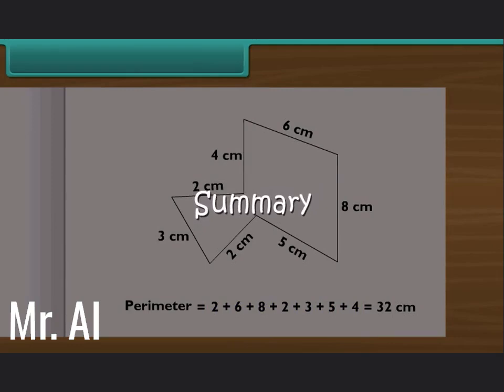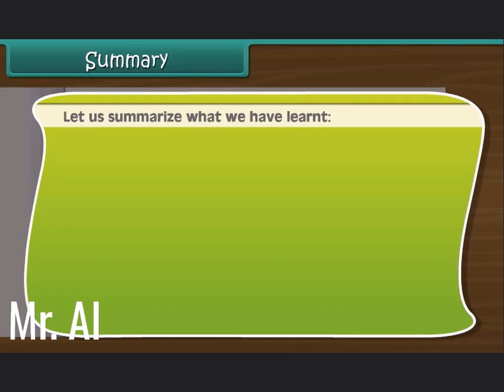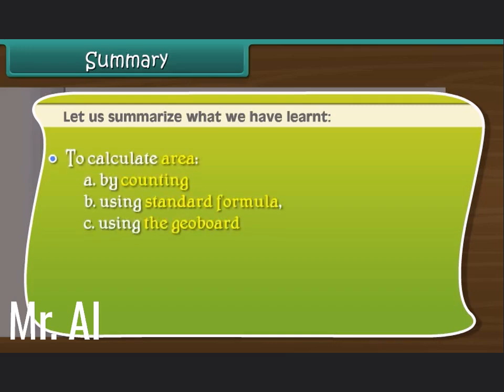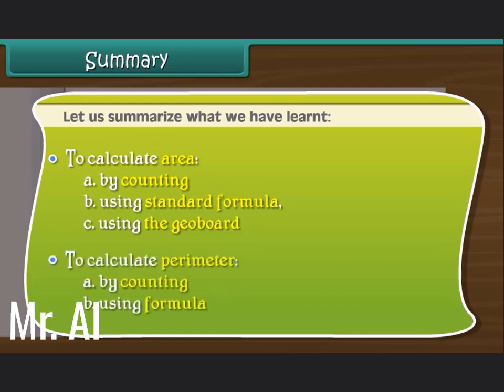Summary. Let us summarize what we have learned. To calculate area by counting, using standard formula, using the geoboard. To calculate perimeter by counting, using formula.